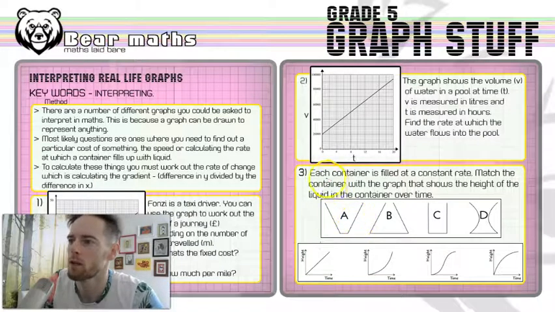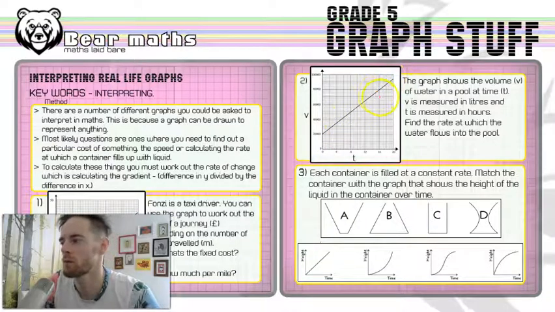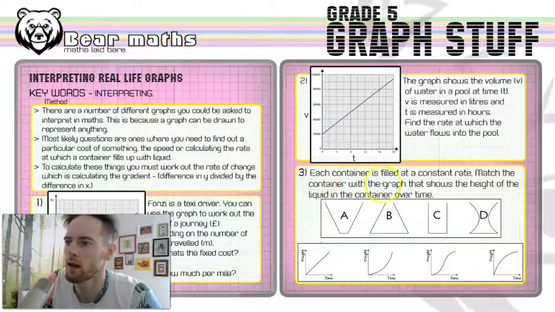We've got a container. It's filled at a constant rate, just like the pool was being filled at a constant rate. And that pool was a perfect cuboid, so it would just be filling up with our directly proportional graph. But it doesn't start at 0, 0 because there was already some water in that pool. In this example, it's going in at a constant rate, but these are different shaped containers. Match the container with the graph that shows the height of the liquid in the container over time. So we've got to look for what graphs match what.